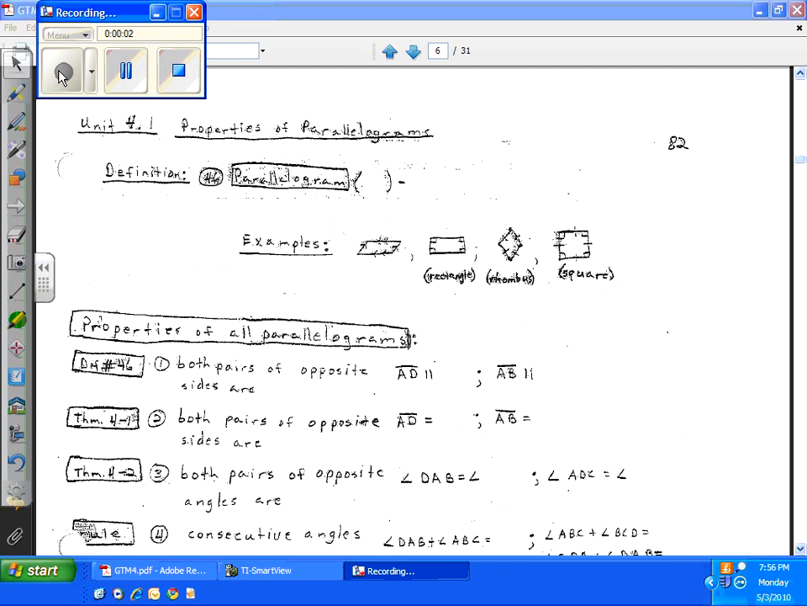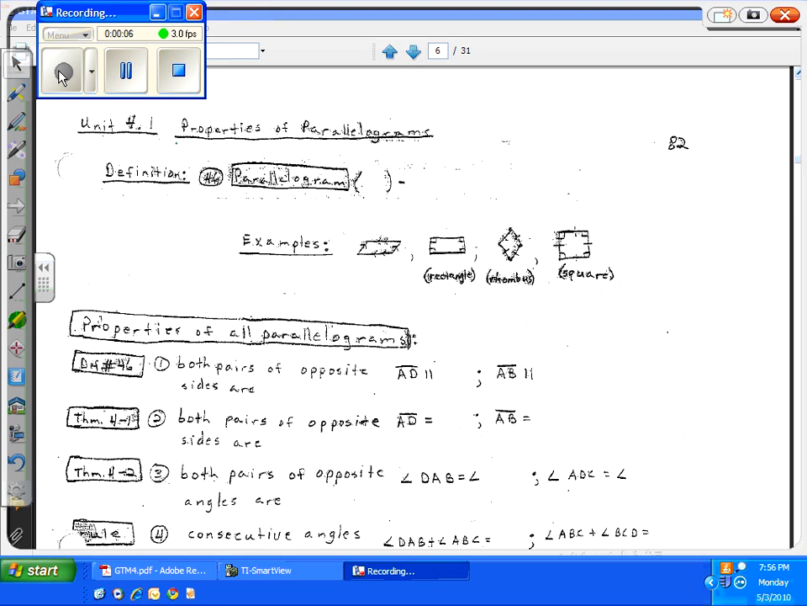Chapter 4, Properties of Parallelograms. We did the pre-Chapter 4 practice and review. So our focus here is parallelograms, and we'll also talk about trapezoids, which are not parallelograms, as we'll discuss later.